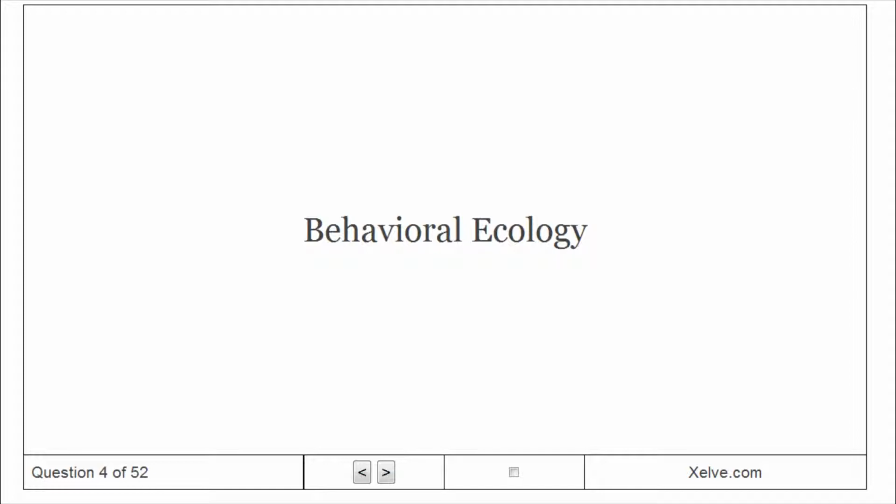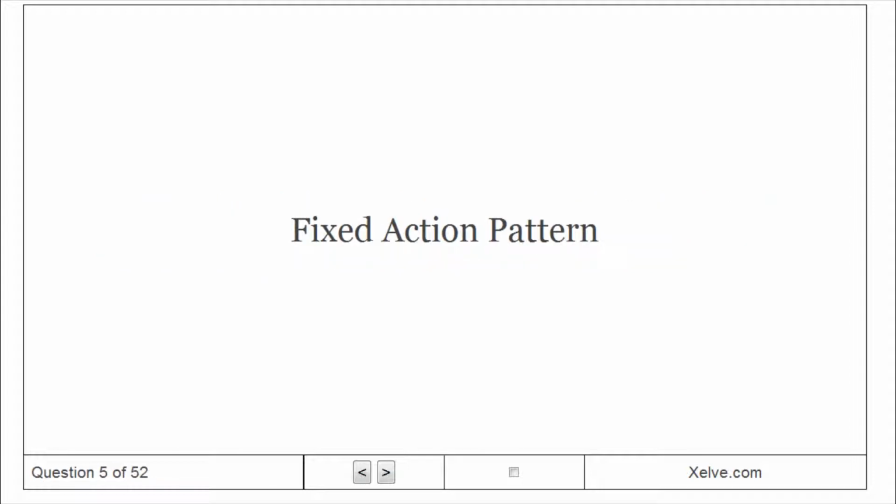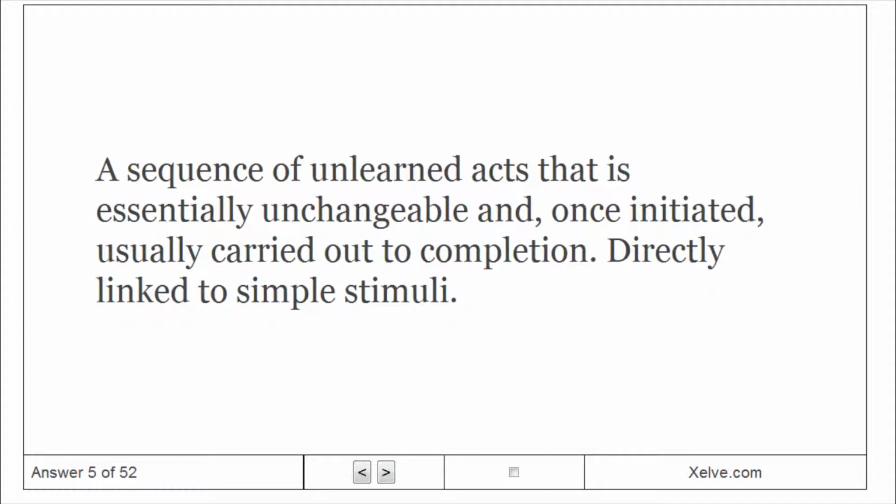Behavioral ecology: the study of the evolutionary and ecological basis for a particular animal behavior. Fixed action pattern: a sequence of unlearned acts that is essentially unchangeable and, once initiated, usually carried out to completion, directly linked to simple stimuli.